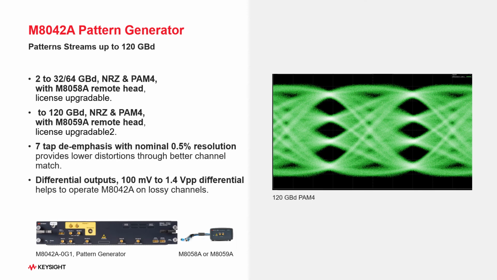The pattern generator with its 7-tap de-emphasis supports conformance test according to the IEEE 802.3 CK, where an emphasis with the 3 precursors is required. Another benefit of having more taps for de-emphasis is to have lower distortions at the output due to the better channel match. The differential output voltage at the remote head is 1.4 volt peak to peak.